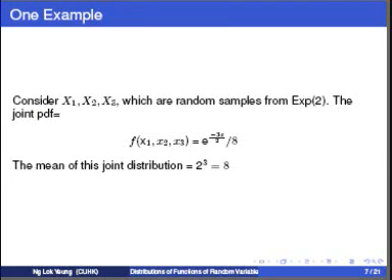We now look at a simple example. Consider X1, X2, and X3, which are random samples from an exponential distribution with mean 2. The PDF of the exponential distribution is f(x) equals 1 over 2 times exponential to the power negative x over 2. The joint PDF, therefore, is 1 over 2 times exponential to the power negative x over 2, all to the power 3. The mean of this joint distribution equals 2 to the power 3, which equals 8.